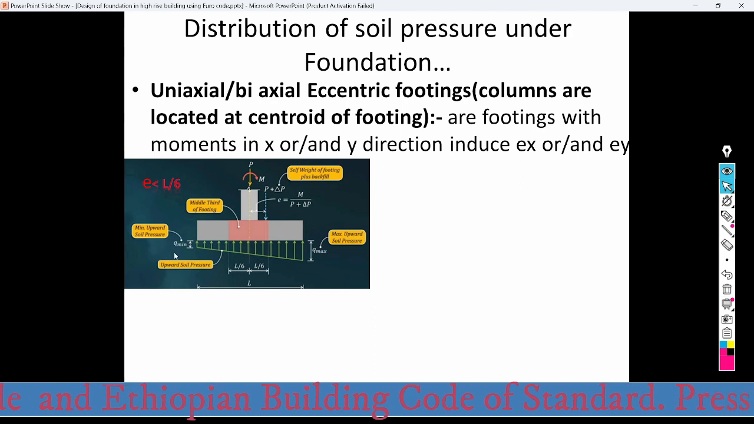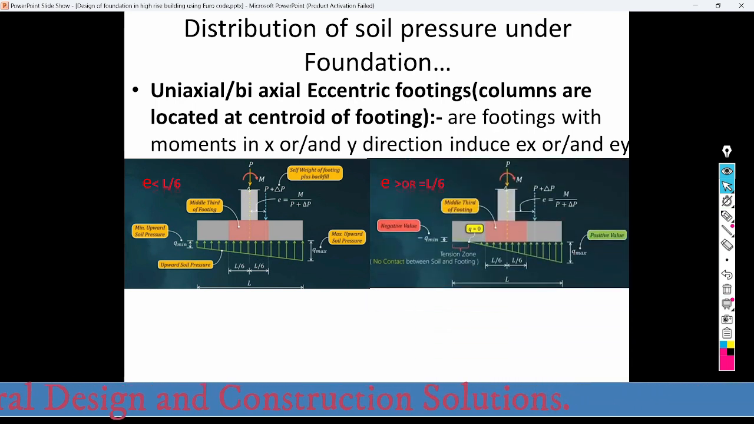Here we have Q max and here we'll have Q min. So Q max will be recorded on the direction of eccentricity because there is a reversible moment in this direction. And this is when eccentricity is less than L over 6. That means within two-thirds of the length and width of the foundation. And the other case is when E is greater than or equal to L over 6. So the soil pressure distribution is like this one.